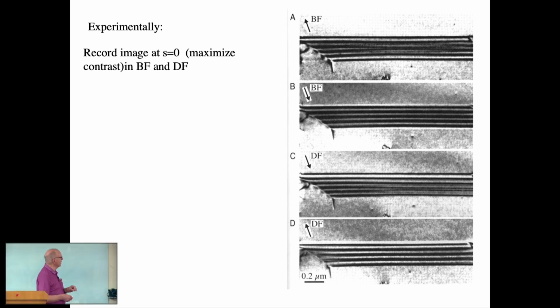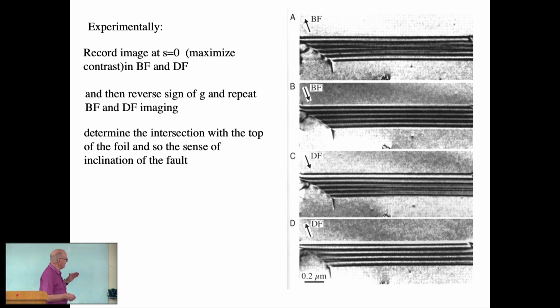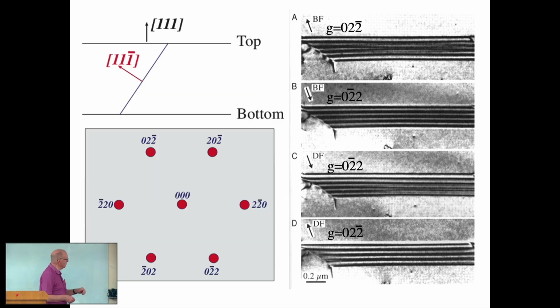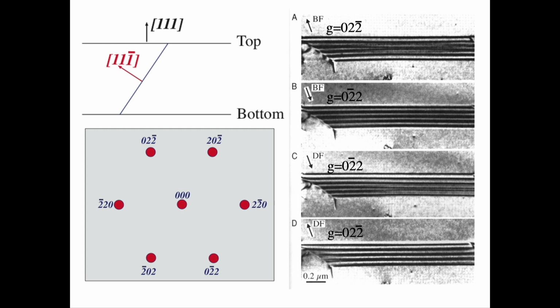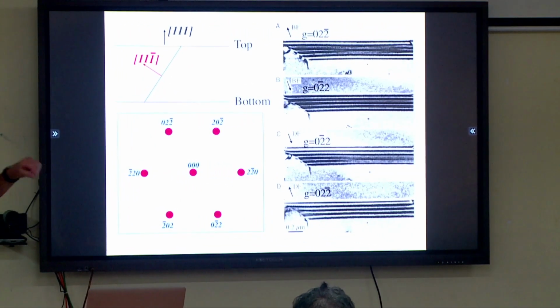So experimentally, we record the image at s equals 0. Why? Because with these faults, it maximizes the contrast, both in bright field and dark field. We reverse the sign of g and repeat the dark field and bright field imaging. Then we determine the intersection with the top of the foil, and so we know what the inclination of the fault is. So let's say this is our fault vector, 1 1 -1 here. There are images there, and here's our diffraction pattern.